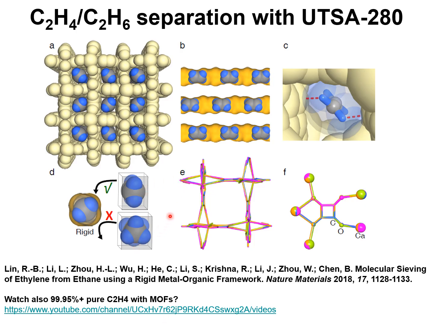This kind of exclusion has benefits in pressure swing adsorption technology for preparing feedstocks for the polymerization reaction. Watch my presentation on 99.95% plus pure C2H4 with MOFs? This is available on my YouTube channel.